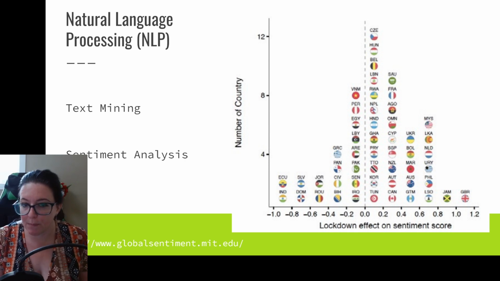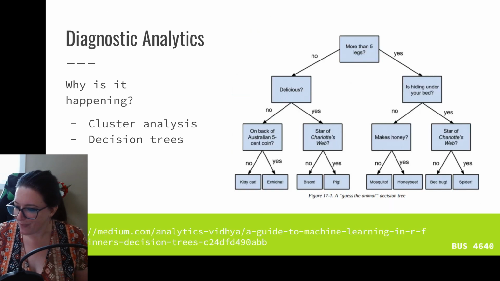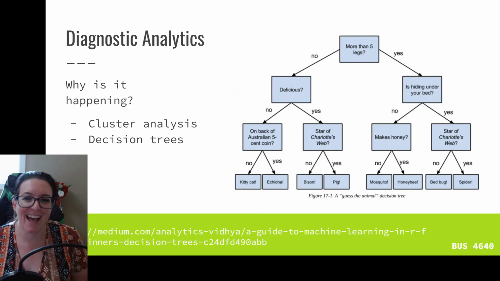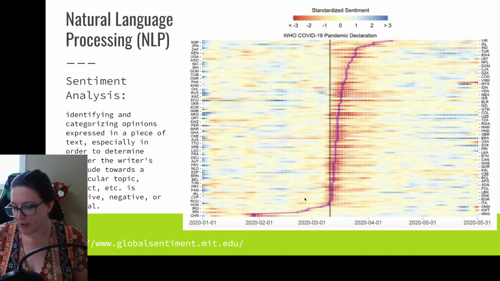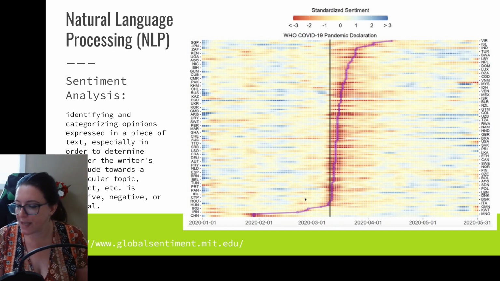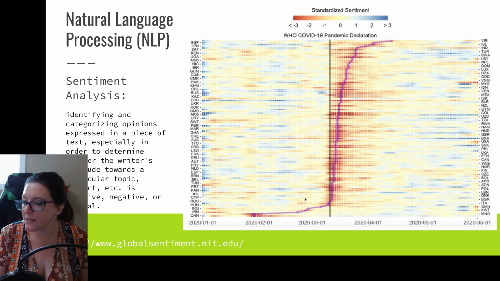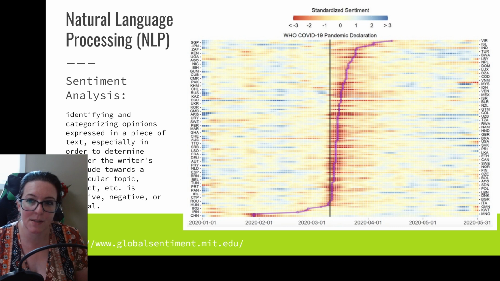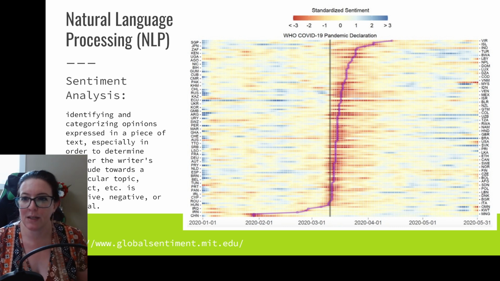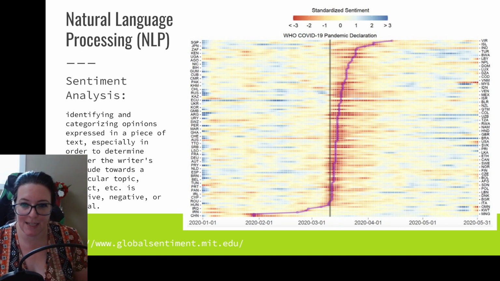So we're looking at, remember, go back to our diagnostic analytics, why is it happening? Why are people on social media more happy or sad? And here we're tying it to what happened with COVID lockdowns. So here's another example of sentiment analysis. You can see as we look at this over time, how were people's comments on social media? Were they more positive or negative related to COVID-19?